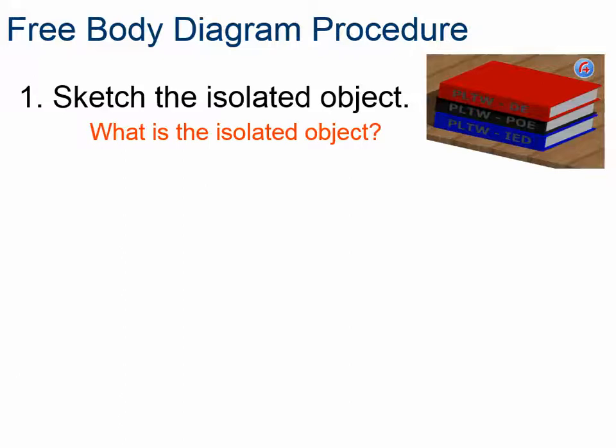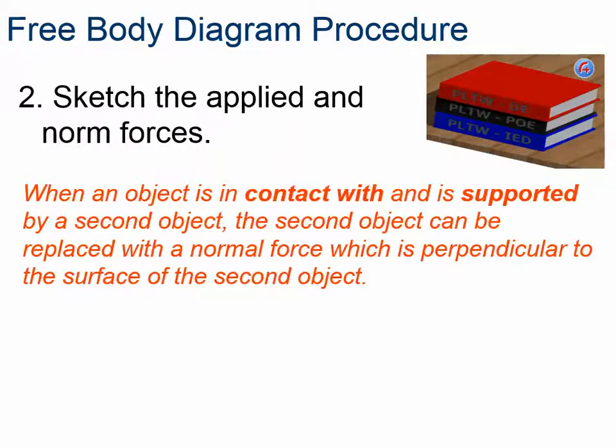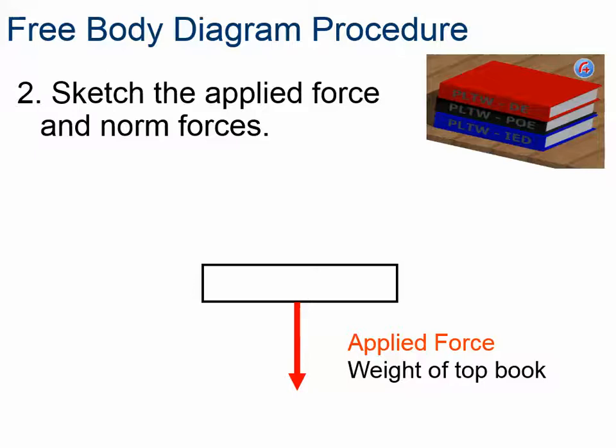So if we start with the isolated object, which in this case is the top book, here's the top book, and then we think about the forces that are applied to it. There's actually not just the weight, but there's another force that we also can indicate. The book is resting. The book is not moving. If the weight was the only force applied to the book right now, what would happen?